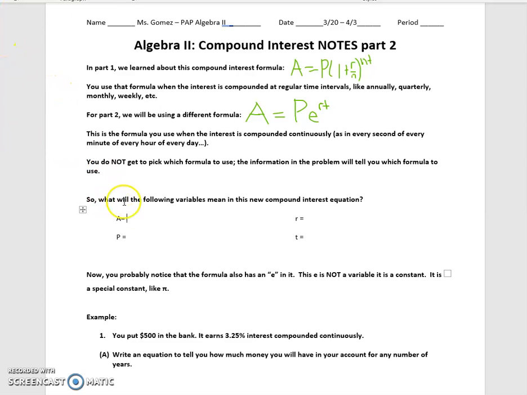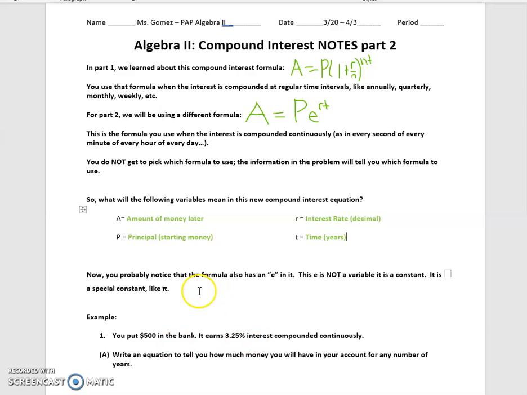Can y'all see this? I'm hoping you can see it. So this is the amount of money later. Like I said, the same thing. This is the amount of money we want at the end of the day. This is our principal. Okay, so this is our starting money. So this is your initial value. r is your interest rate. And yes, we still need to convert it to decimal form. And t is our time, and it is still in years.